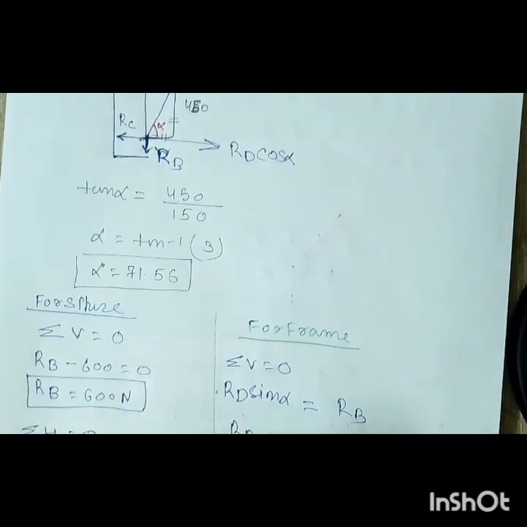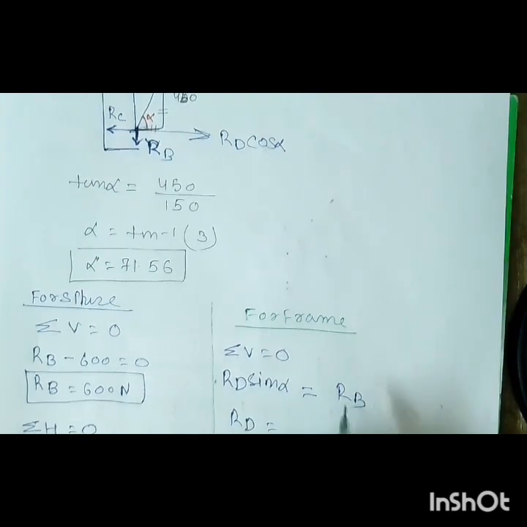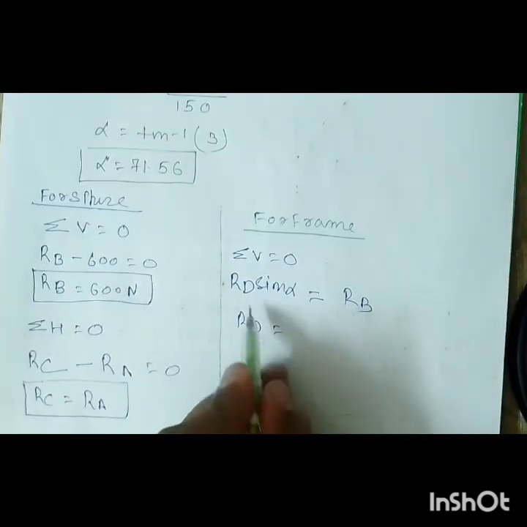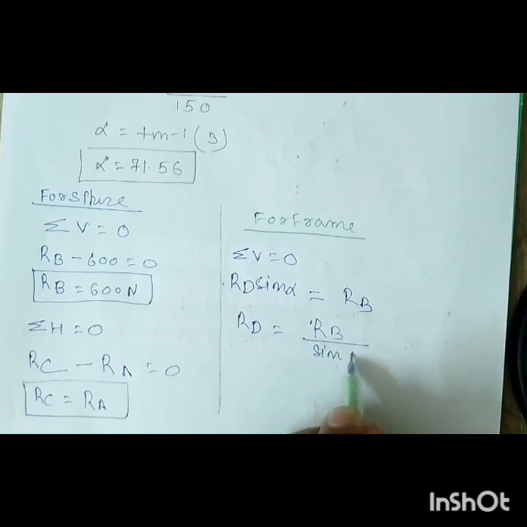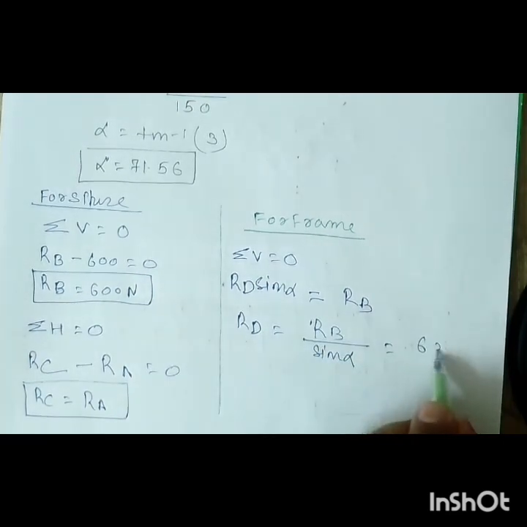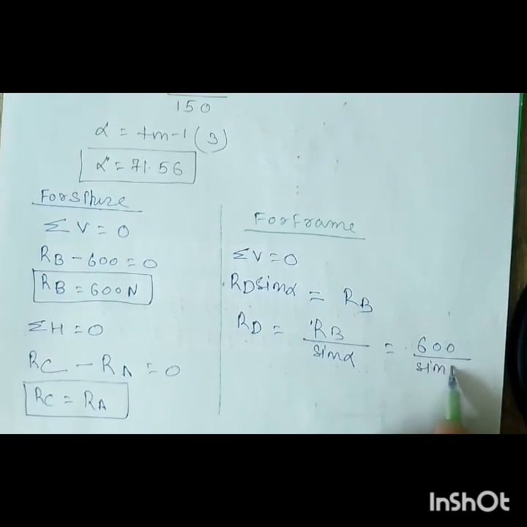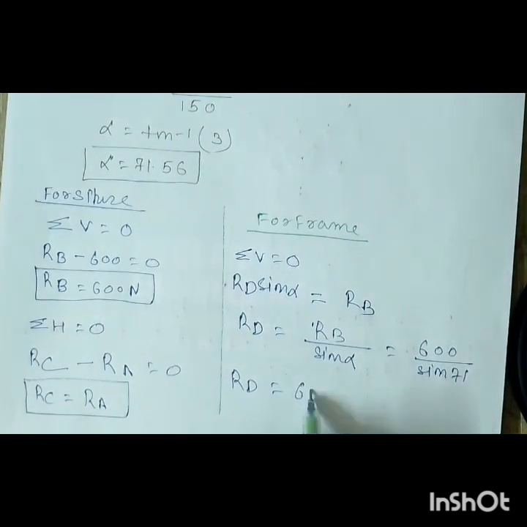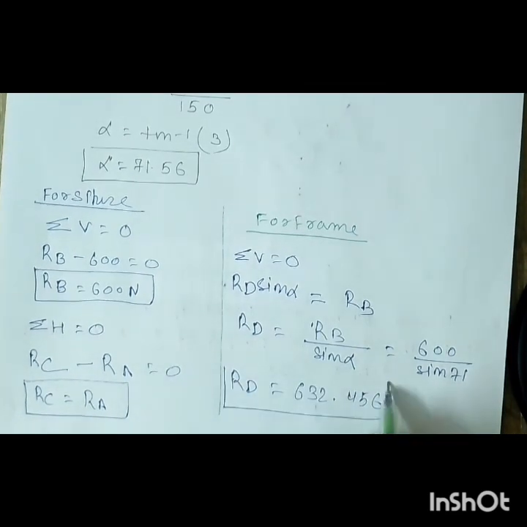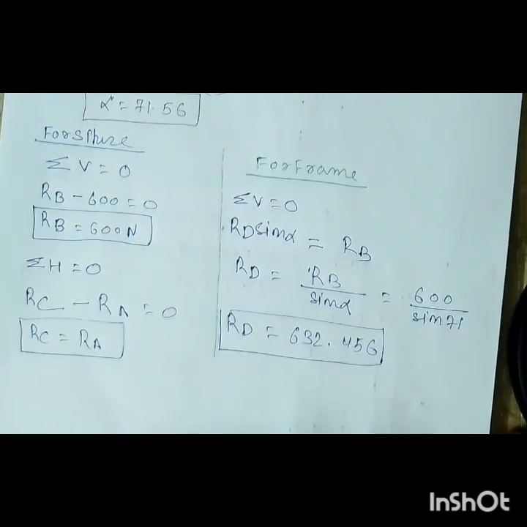So RD sin alpha acting upward minus RB is equal to 0, right? So RD sin alpha is equal to RB, which means RD is equal to RB by sin alpha. Here RB is 600, so RD is 600 by sin 71.56 degrees. Then you will get the RD value, 632.456. Actually we already calculated this value, so it saves time right now.